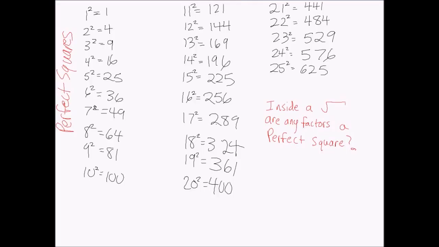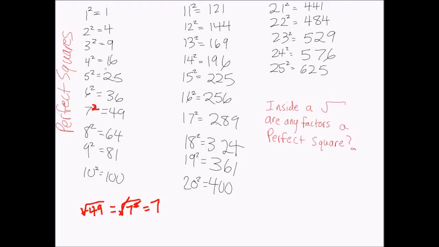These are perfect squares. Just like I said with 10 squared, this is the opposite of square rooting something. So these are factors. If I have something like the square root of 49, then that would turn into the square root of 7 squared, because 49 is 7 squared, and then that will cancel, and that would be 7.